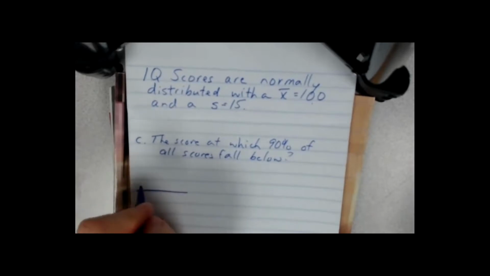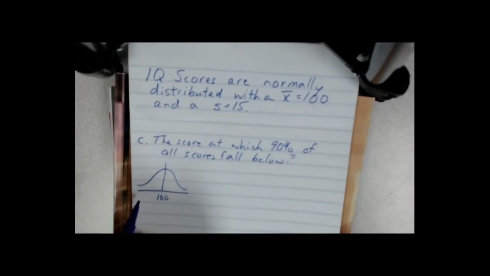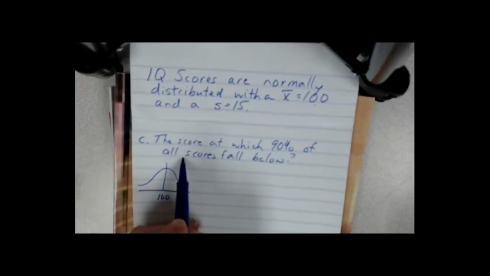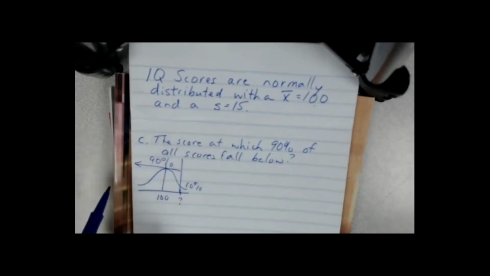Again, I'm going to draw my curve because that helps me immensely. So I know my mean is 100, but now I've got a different kind of question. So what this question is saying is if I start at the very bottom and I start taking in IQ scores, how far over do I have to go? So what is this number when I have taken in 90% of the scores? So that means that there are 10% above it and 90% below it. So it's essentially saying the 90th percentile, right? What's the 90th percentile score?